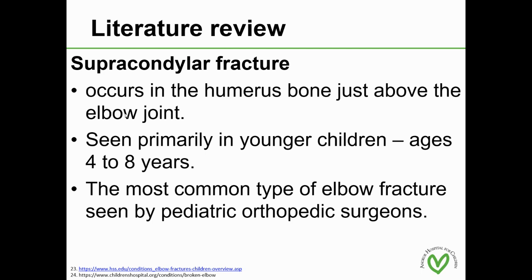Supracondylar fracture usually occurs in the humerus bone, just above the elbow joint. It is seen primarily in young children, around 4 to 8 years old. It is the most common type of elbow fracture seen by pediatric orthopedic surgeons.